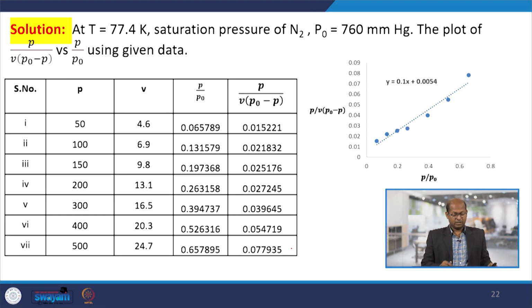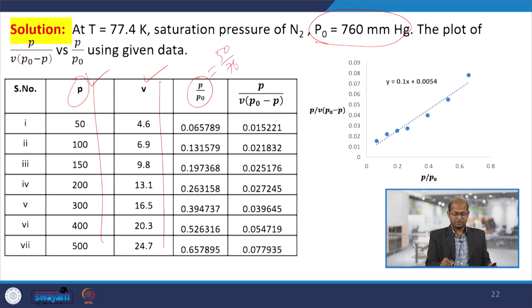So, these are the data we have obtained experimentally. Then P naught equals this many millimeters of mercury, 760 millimeters of mercury. So we can calculate P by P naught; P is there, P naught equals 50 by 760. Like that we can find this, and after that we can find this. We know P naught, P, and V, so using these we can find it out.